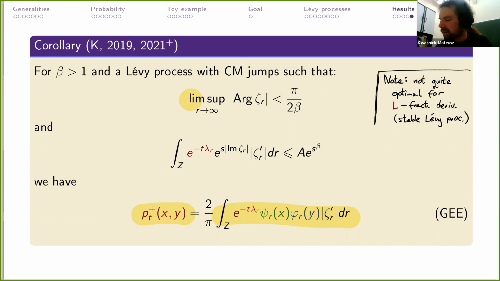In addition to the condition that we've already seen, that the spine remains away from the imaginary axis at infinity, we need some additional growth rate for lambda r. So that looks very technical. I will not get into details, but you see the same constant beta here and there, so one can compensate for the other. And it turns out that it looks close to optimal, but it's not really optimal when you think about fractional derivatives. And that will become clear in the next slide.